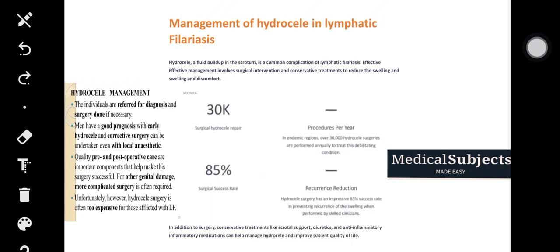As you see, in endemic regions, over 30,000 hydrocele surgeries are performed annually. So you can see the magnitude. In 44 countries, a minimum of 30,000 hydrocele surgeries are done. Hydrocele surgery has an impressive 85% success rate. So once the surgery is done, hydrocele can be reduced in around 85% of the people.